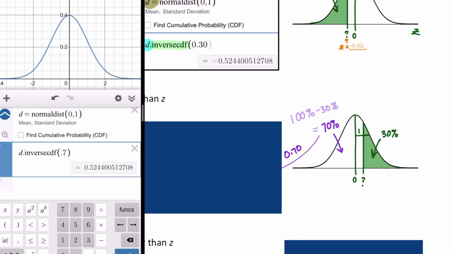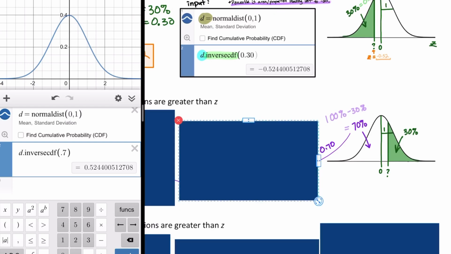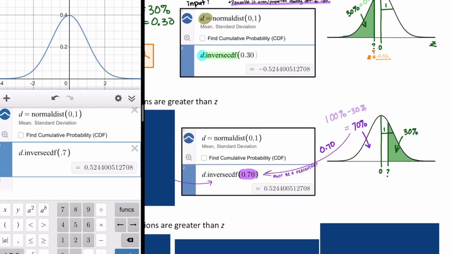And here I get 0.5244. So here's my input, and what's different about this is it has to be this 0.7. If you type in this 30th percentile, you're going to get what we got last time, which is -0.5244. I know that this should be positive because I'm on the right side of 0. I'm positive. It has to be positive. So in order for this to be positive, this would need to be a number bigger than 0.5, because that would be a percentile that would be bigger than 0. So I get this 70 again because this is 100 minus 30. So I put in 0.7.